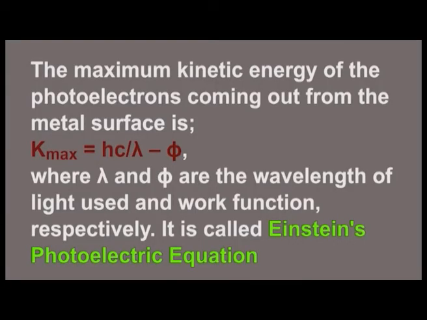Thus, the maximum kinetic energy of the photoelectrons coming out from the metal surface is Kmax = hc/λ − φ, where λ and φ are the wavelength of light and the work function respectively. It is called Einstein's photoelectric equation.